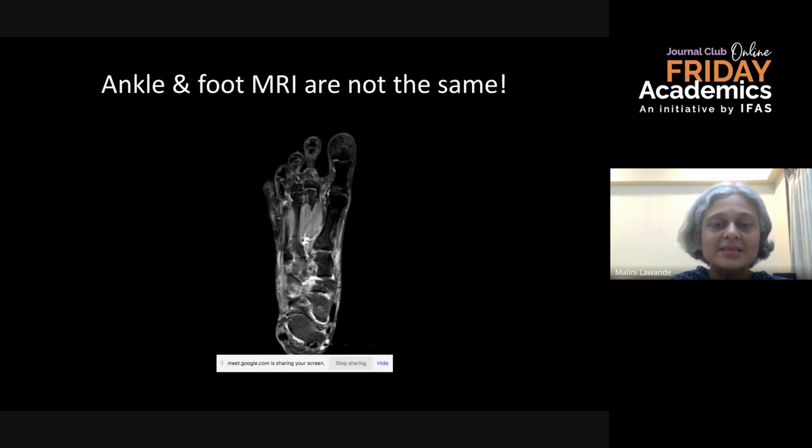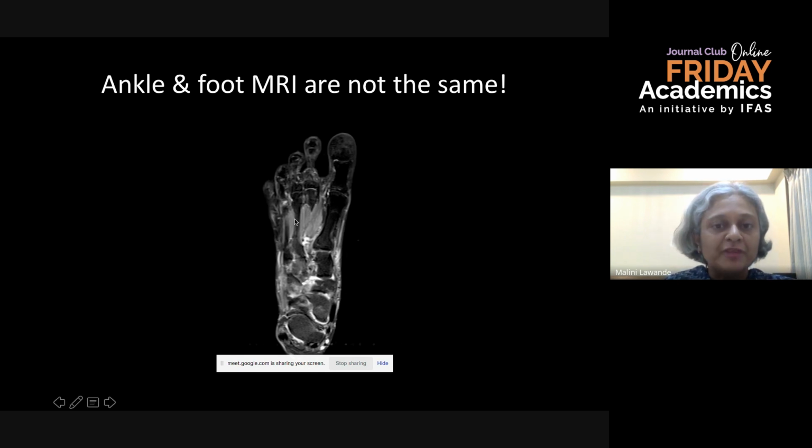And here, there's something that I would like to emphasize for all of you. Ankle and foot MRI are not the same. So when we talk of ankle or hind foot, that MRI is different. When we are including midfoot and forefoot, the MRI, the planning, everything becomes different. So sometimes it's very confusing when the requisition just says foot. So be more specific as to what area we are looking at.